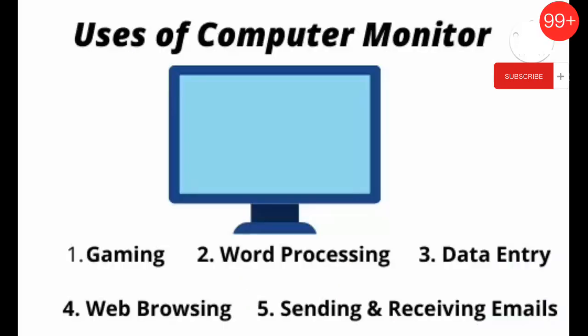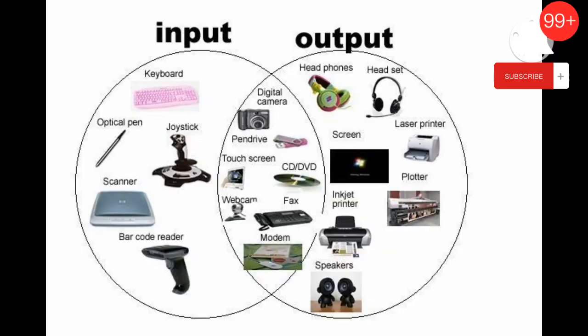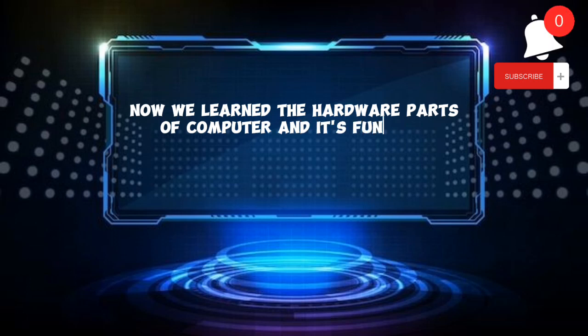Lastly, we have the monitor. The monitor has its own purposes, which are gaming, word processing, data entry, web browsing, or sending and receiving emails. Now we have the input and output devices, but we didn't discuss some of them lately. Now we learned the hardware parts of a computer and their functions.